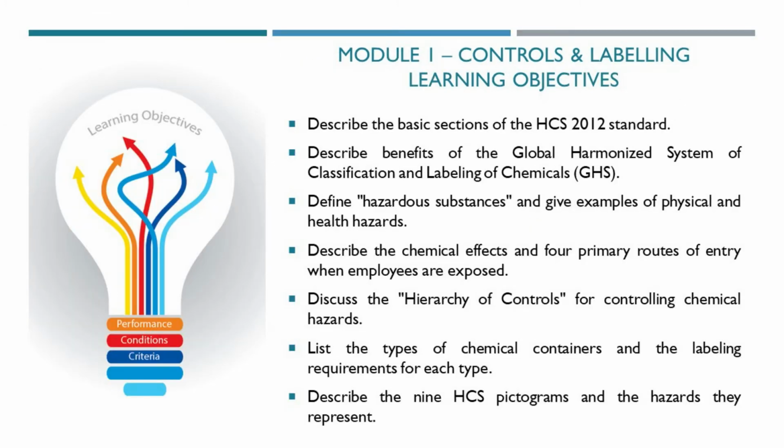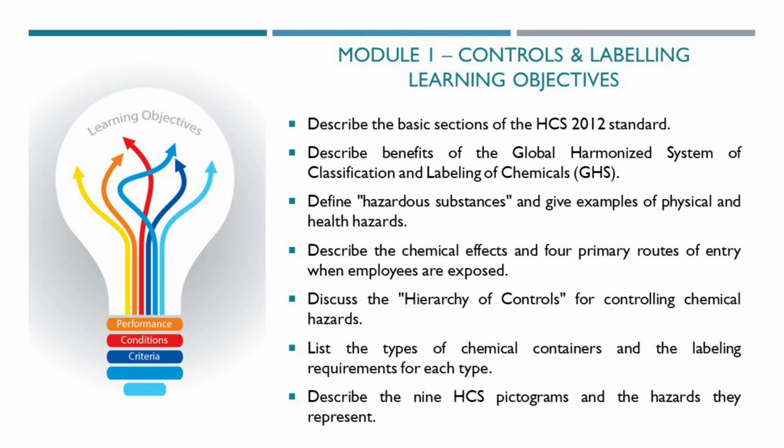Learning outcome of Module 1. Describe the basic sections of the HCS 2012 standard. Describe benefits of the Global Harmonized System of Classification and Labeling of Chemicals, GHS. Define hazardous substances and give examples of physical and health hazards. Describe the chemical effects and 4 primary routes of entry when employees are exposed.